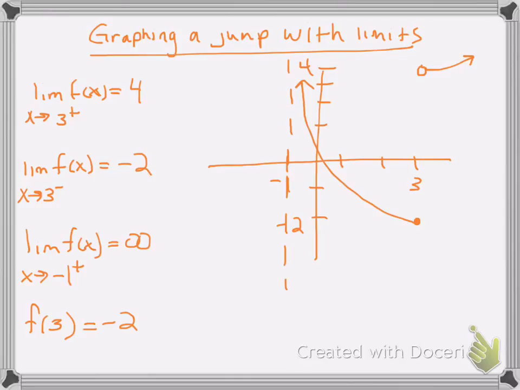Now you can see that as I approach that asymptote from that point that I drew at 3, -2, I'm just going to shoot that straight up to infinity. Once I have that, your picture is completely finished. And if you look at it, as I approach 3 from the right, I'm going to 4. As I approach 3 from the left, I'm going to -2. And as I approach -1 from the right, I'm going to infinity.